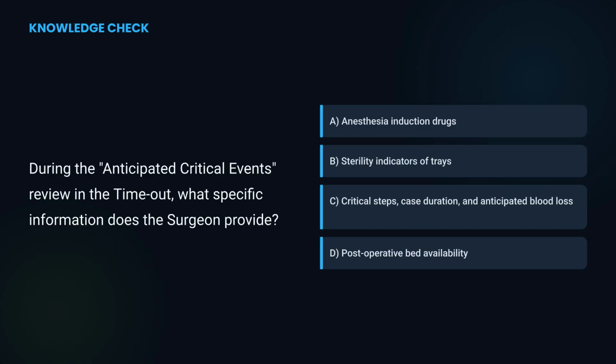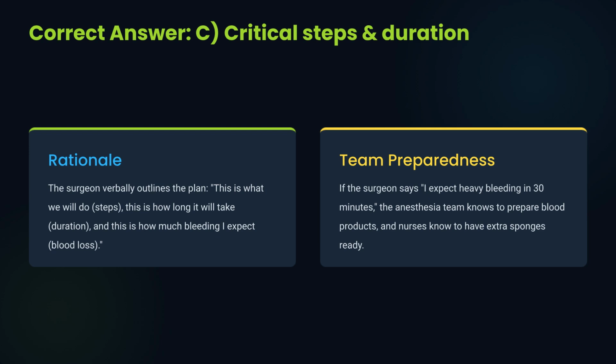During the, quote, anticipated critical events review in the timeout, what specific information does the surgeon provide? The correct answer is C, critical steps, case duration, and anticipated blood loss. This informs the entire team of the plan and necessary preparations for potential complications.